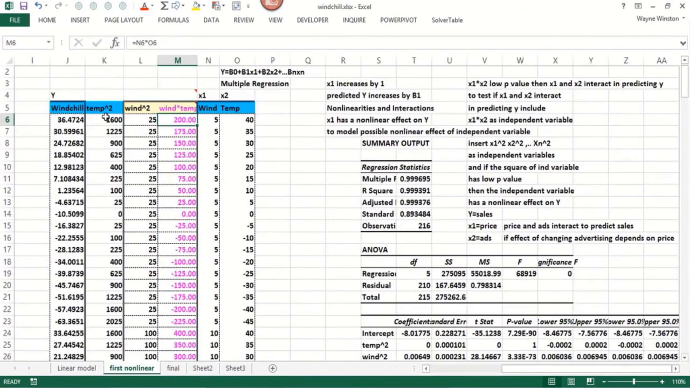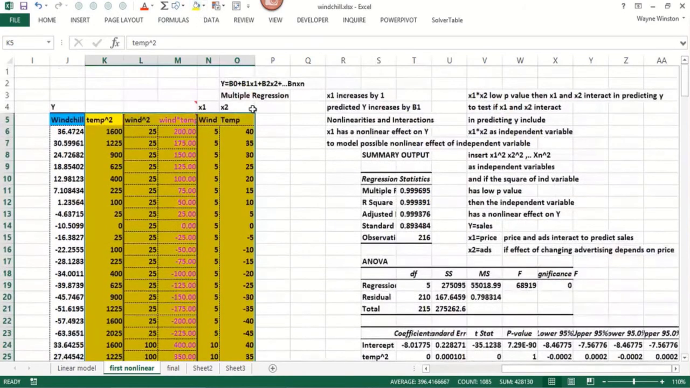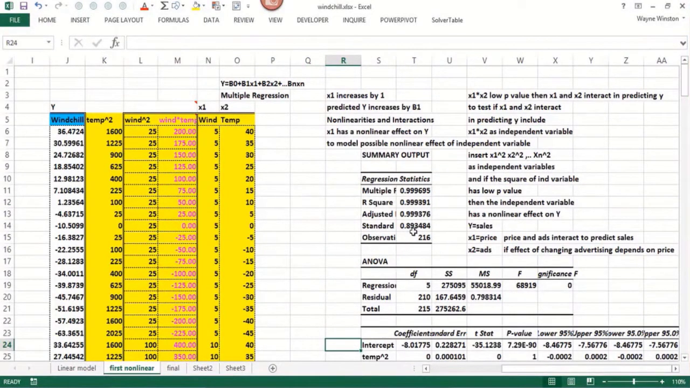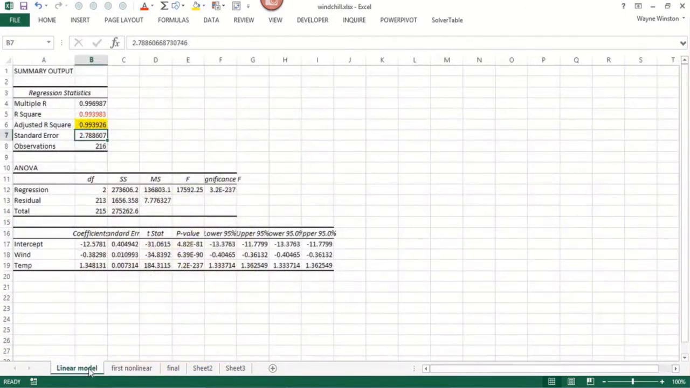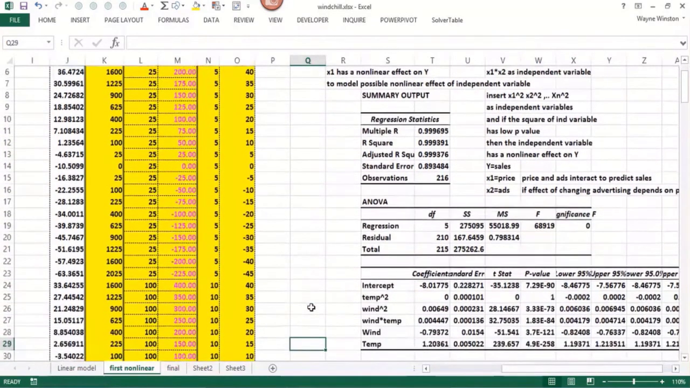Okay, so now the next step would be to run a regression with all of these as the independent variables. So we predict y from these 5, and here's the results. We get pretty much the same R squared, but the standard error is cut by 2/3 to about 0.89. Remember, it was 2.79. Okay. Now, what variables are significant? Look at the p-value column. Everything's significant except the temperature squared.